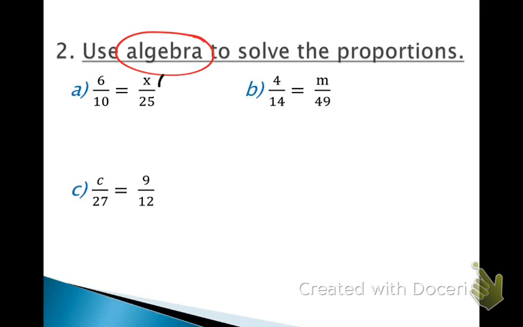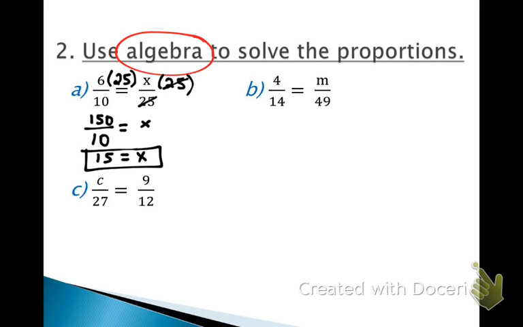Multiply by 25. So I am going to multiply this side by 25, and to be fair, I now have to multiply this side by 25. What happens to my 25 over 25? It becomes 1, so they cancel out. I'm left with only an X on this side over here. Now, what is 6 times 25? 150. So now we know X equals 150 over 10. What is 150 over 10? 15. So X equals 15.